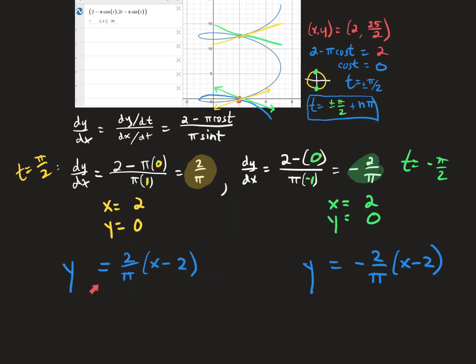So using point slope form, y minus 0 equals the slope times x minus 2, and y minus 0 equals the slope times x minus 2. There's the two equations of the green and yellow tangent line at that point. Would I ask you to do this without a calculator? No, I would not, and neither would the College Board.